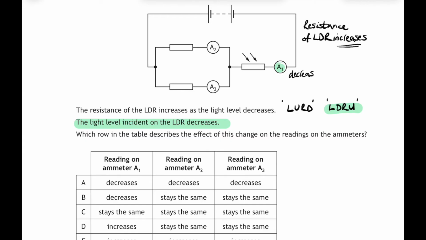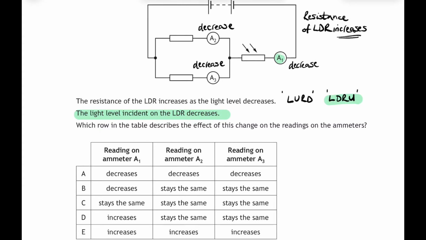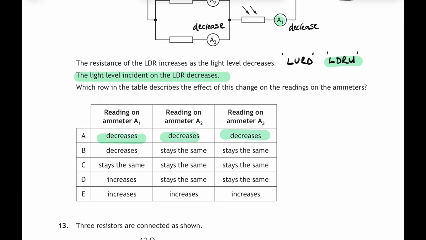So A1 is going to decrease, and if the total current decreases, then the reading on the other two ammeters must go down as well. So all three ammeters decrease, and so the only possible answer then is answer A.